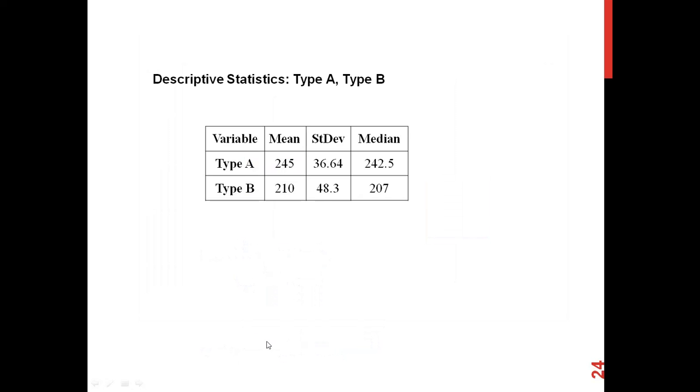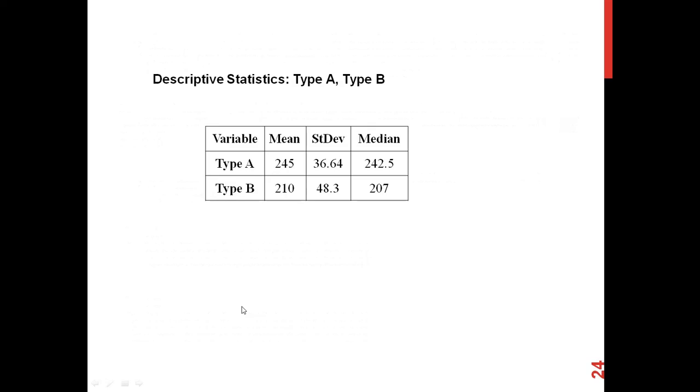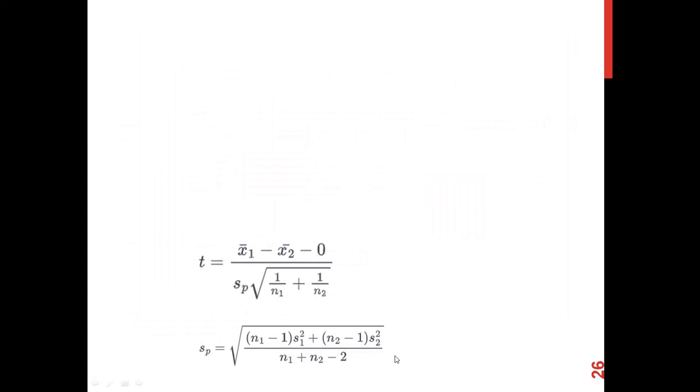So s1 is this, s2 is this. And n1, n2 are, so here both are 20, 20. I have 20 people in type A, 20 people of type B. So n1, n2 are 20, 20.